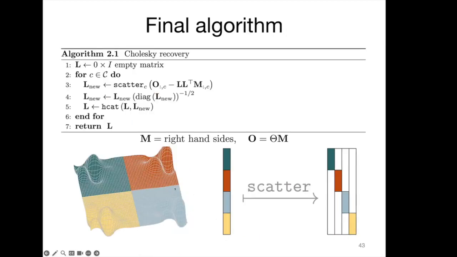And then whenever we get such a response from spatially separated wavelets, we use the scatter operation. So here we have the non-zeros of these four vectors that I've shown as a spatial function on the left. We use a scatter operation to reconstruct four columns from it. And then the resulting algorithm for recovering the matrix from these matrix vector products looks like so. It's basically very similar to a Cholesky factorization.